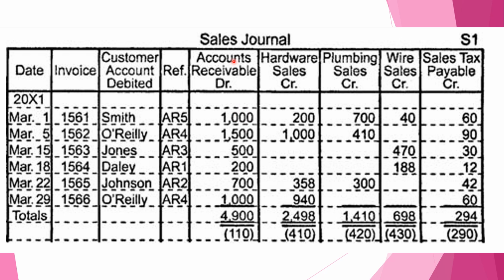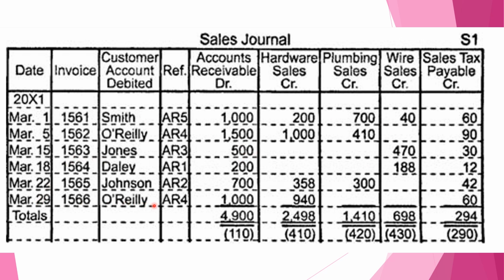Okay? So accounts receivable, debit, because this is an asset. So you have a 1,000 receivable from Mr. Smith since he purchased 200 pesos for hardware, 700 plumbing, 40 wire, and inclusion of sales tax payable. So the total is 1,000 pesos. So you have a receivable of 1,000 pesos. So same with the other.